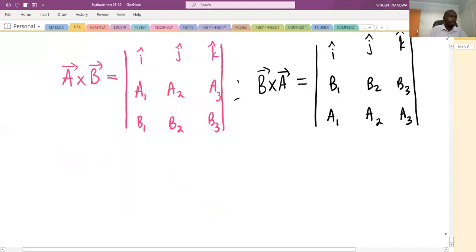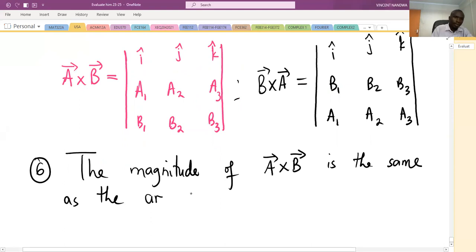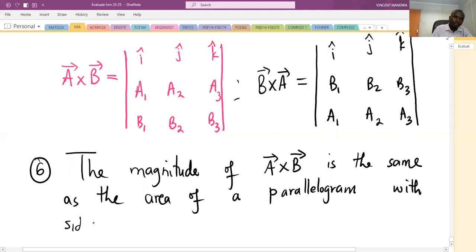And then 6, the magnitude of the cross product of two vectors A and B is the same as the area of a parallelogram with sides given by vector A and vector B.